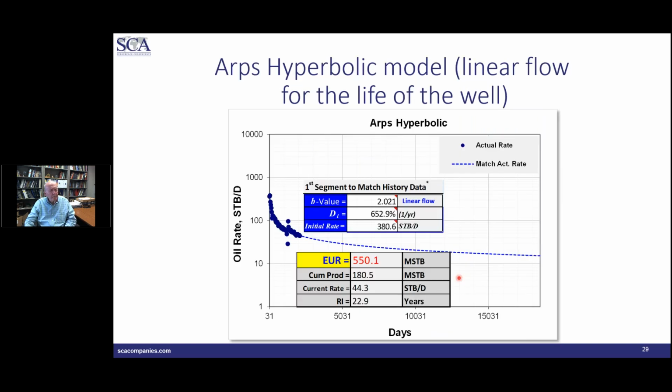All right, let's forecast. Now, the transient data are fit very well by a B of almost 2, verifying the transient linear flow. Our production forecast, assuming that we remain in transient linear flow down to an economic limit rate, gives us an EUR of 550,000 barrels. That's probably not right. And the problem is we should expect eventually a transition to boundary dominated flow.